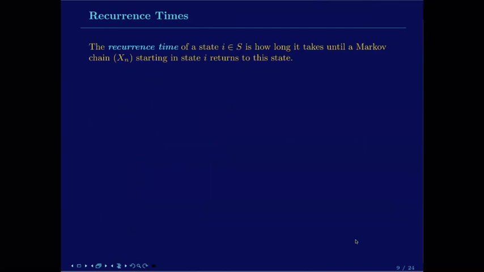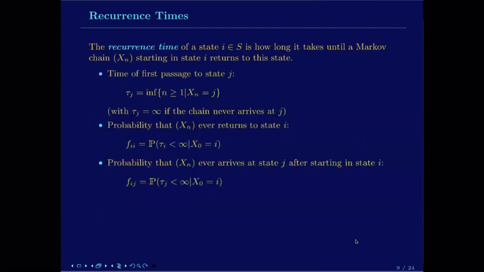So recall that for a state i from the state space S, the recurrence time is the time that it takes until the Markov chain starting in that state returns to this state. For a formal definition, let tau_j be the time of first passage to state j. So it's the smallest time n such that the Markov chain at that point n takes the value j. And if the chain never arrives at that state, we say that the time of first passage is infinite.